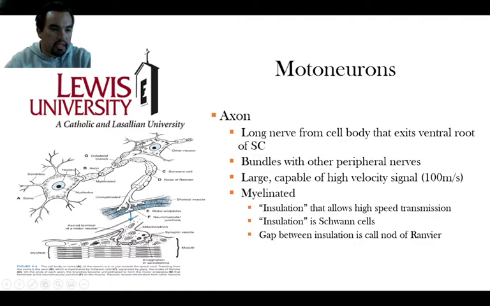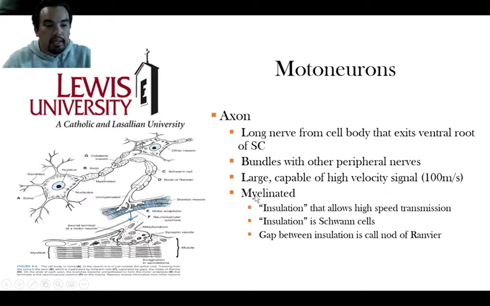Then we have the axon. That's B right here. This is a long nerve from the cell body that exits the ventral root of the spinal cord. It bundles with other peripheral nerves, and it's typically quite large, and it's capable of high velocity signals of about 100 meters per second. If you think of this like a wire, it's a pretty thick wire because it allows that high velocity signal to move fast, unrestricted, and get the information where it needs to go quickly.